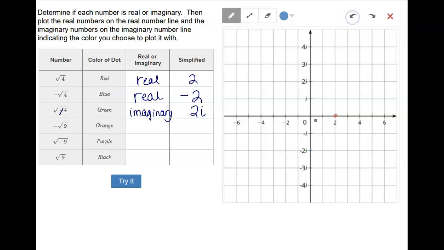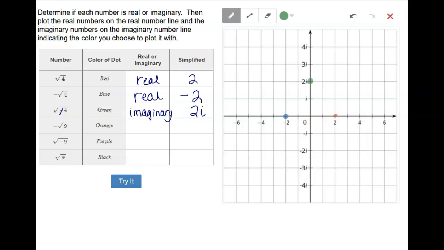Actually, we're going to put this one in the right spot again, because that should be 2i right here. All right, and the next one we're going to put that in green. That's an imaginary number. So anything that says real should be on the real axis, and anything that says imaginary should be on the imaginary axis. So 2i is actually going to go right here on that imaginary axis.